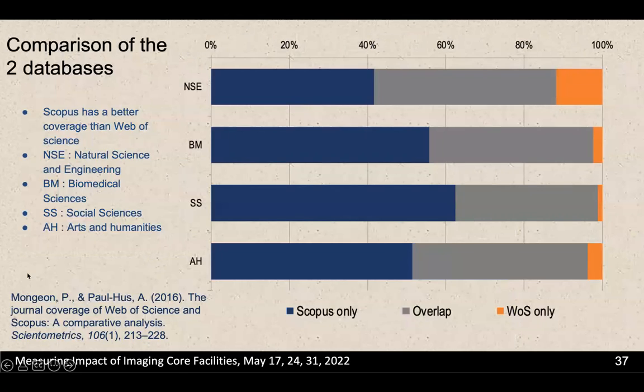What is interesting to know when you look at both databases, you can see the natural science and engineering, biomedical, social sciences, and arts and humanities. For all the publications out there, there's not necessarily a huge overlap between the two. So what you can say here is that Scopus has unique publications that are visible only on their platform. So for certain things that you have a hard time finding through Web of Science, it might be a good idea to look at Scopus as an alternative.